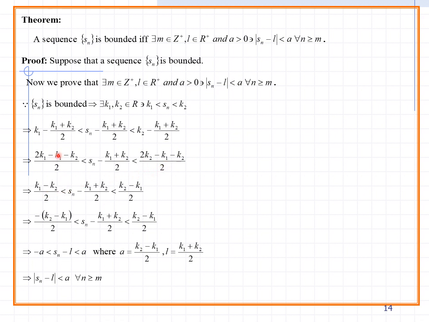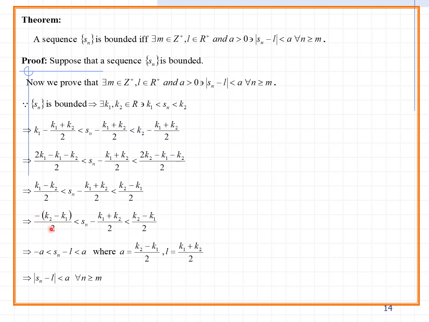So let us see this. After simplification, 2K1 minus K1 is K1, so K1 minus K2 by 2. At the same time this value is K2 minus K1 by 2. The left side is K1 minus K2 and the right side is K2 minus K1. Taking the minus as common, it is minus (K2 minus K1) by 2. Here you can see this is the negative value and this is the positive value. So (K2 minus K1) by 2 I can consider as some A.